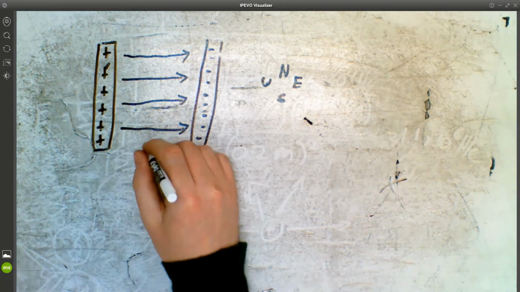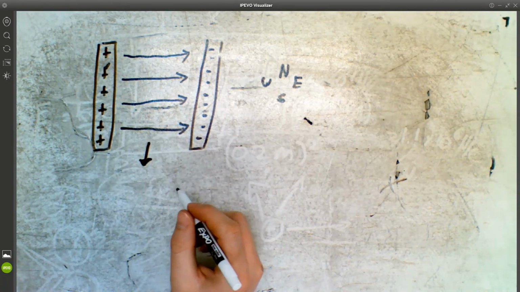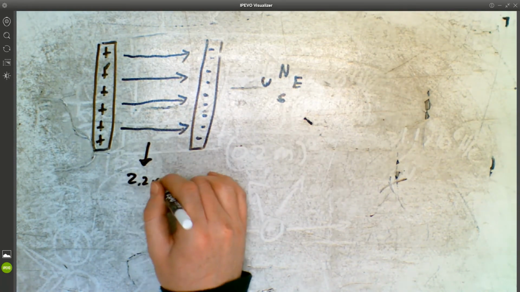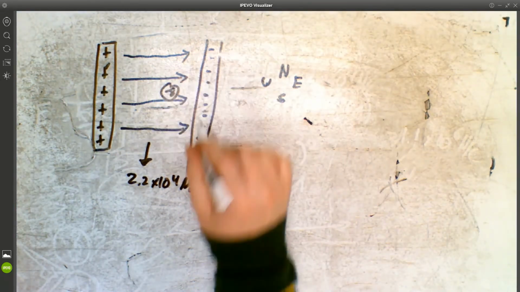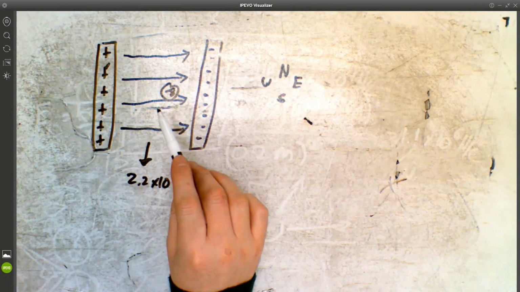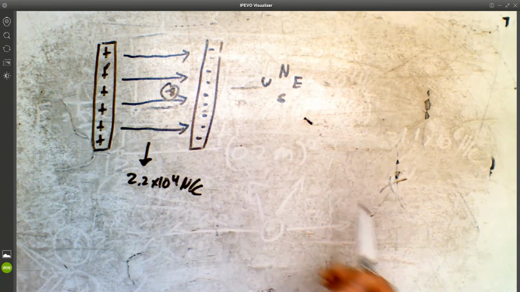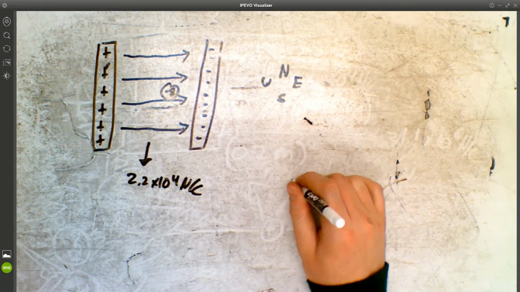So that's how we get it to go to the right. Anywhere in this, the electric field is the same. So the electric field is 2.2 times 10 to the 4 newtons per coulomb anywhere in here. So we place this -8 microcoulomb charged object in the field, and we determine the force acting on it.